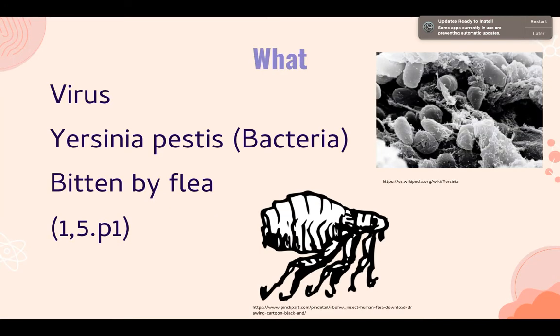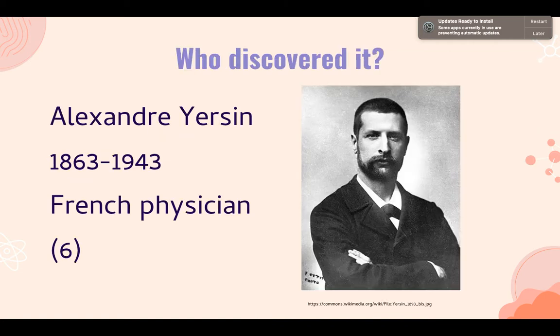So what it is. The plague is a disease, and the bacteria that causes it is the Yersinia pestis. It is transmitted through the bite of a flea. At the bottom you have the MLA, and to the right an image of a flea and of the bacteria, the Yersinia pestis.